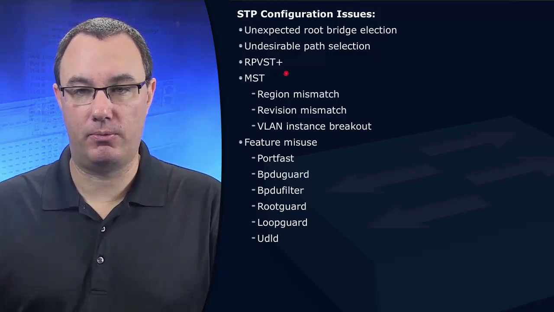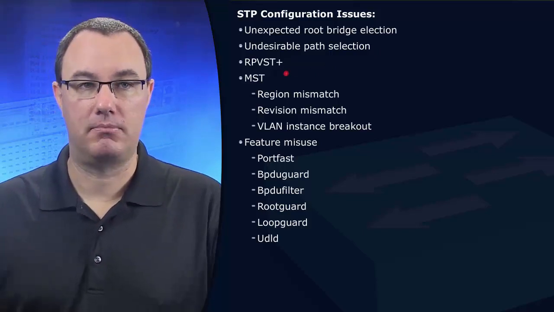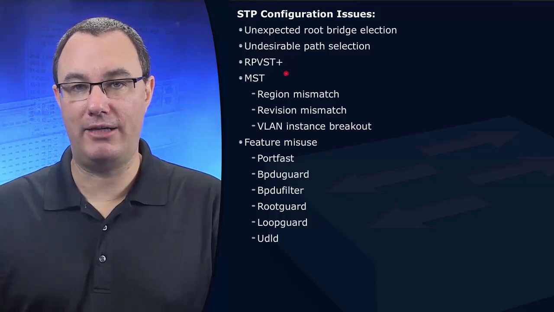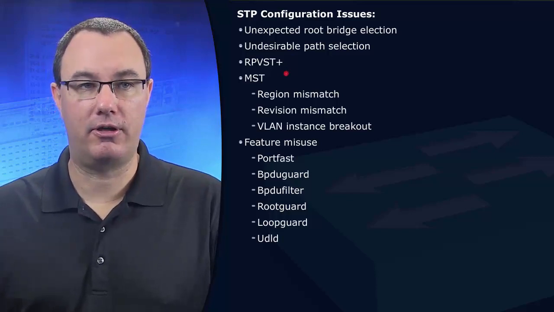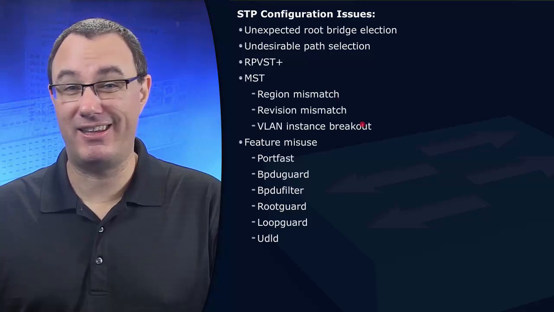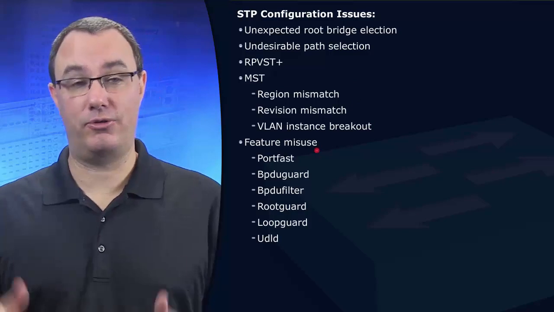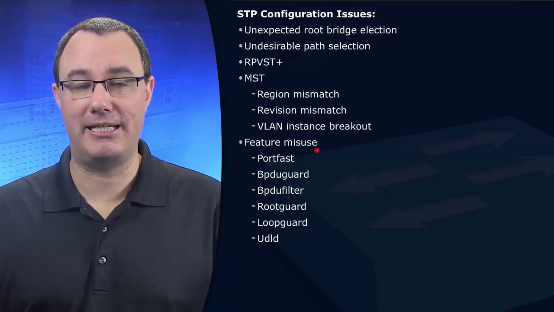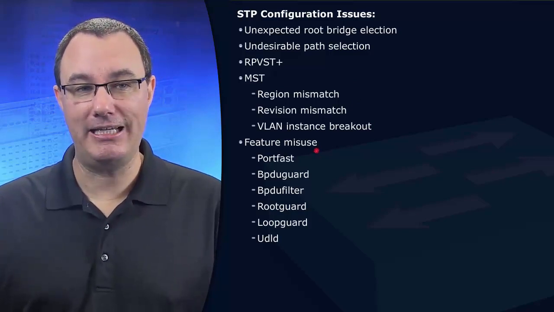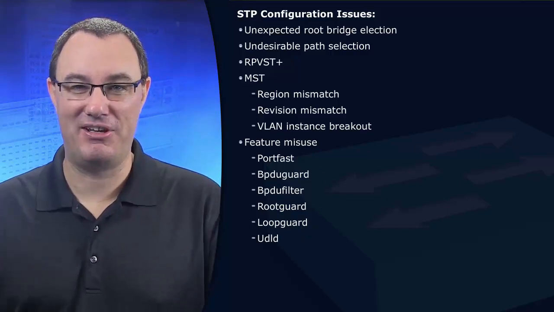Rapid per VLAN spanning tree protocol plus is a great enhancement to Classic. We also have multiple spanning tree protocol where there's actually a lot of things that can go wrong. And then there's features that we can tack on to most of these implementations of spanning tree, each of which could pose its own unique challenges for spanning tree.